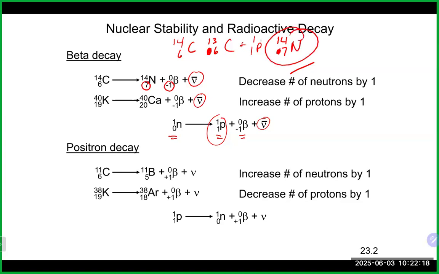So again, although it doesn't overall change, we are basically converting a neutron into a proton, and that kind of puts it back into the mass number. Mass number is protons and neutrons, and overall the mass number doesn't change, but it really is swapping a neutron for a proton, and that's what's happening in that situation.